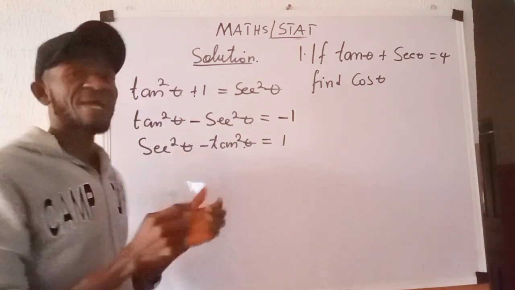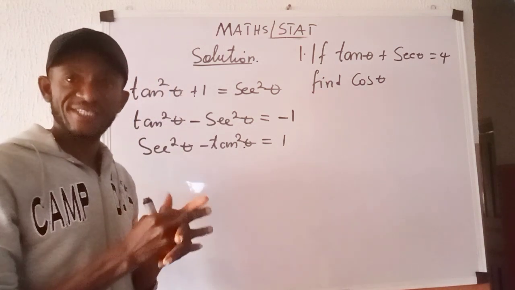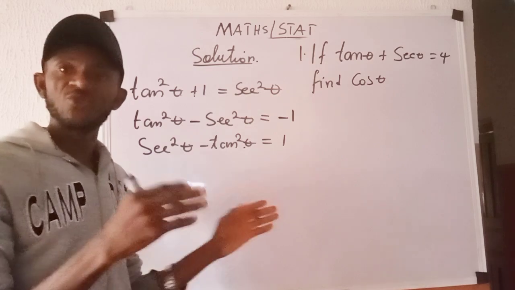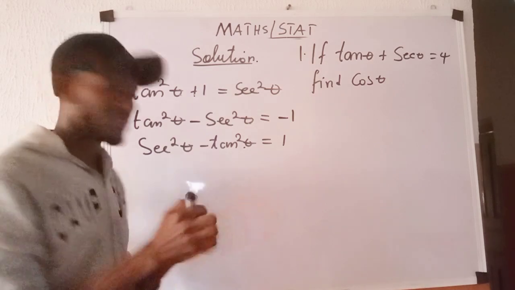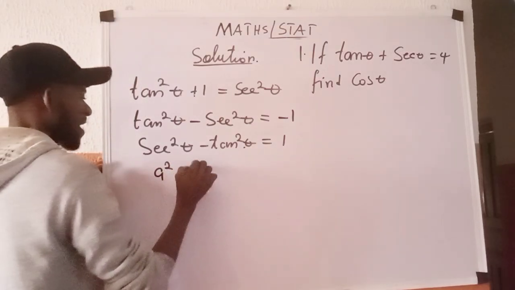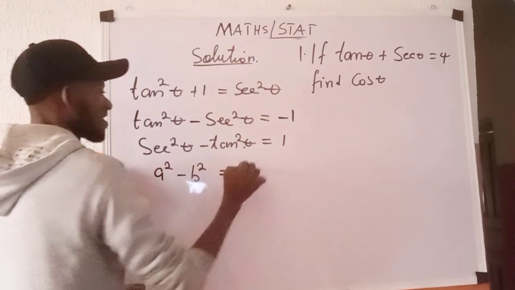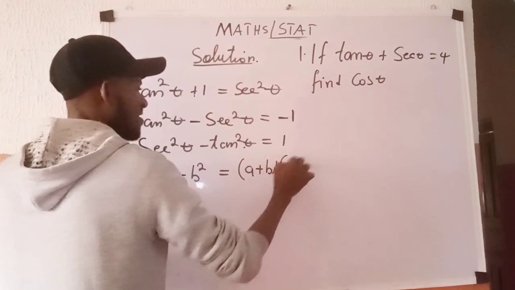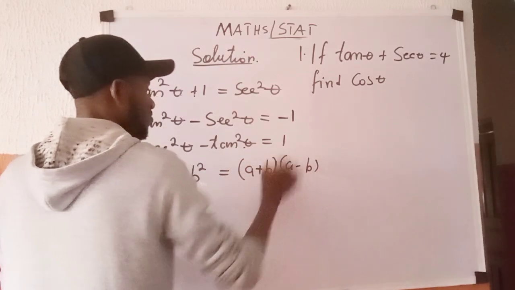At this point in time, we are going to record something for ourselves. You remember that the difference of two squares is written as a squared minus b squared is given as a plus b, open again, a minus b. You remember this.